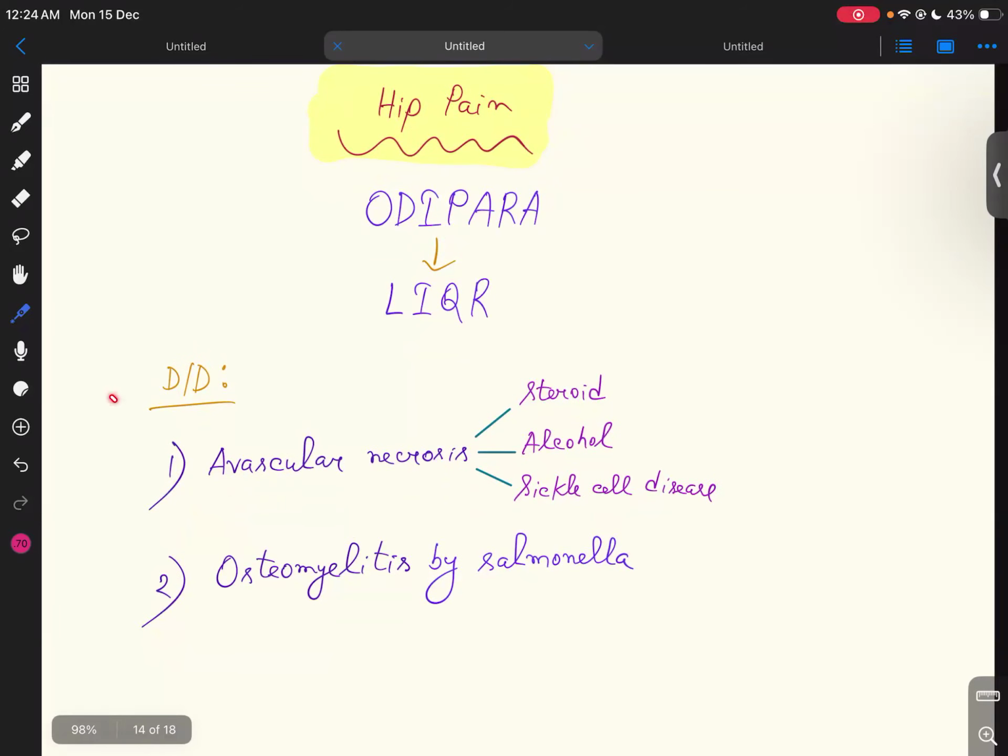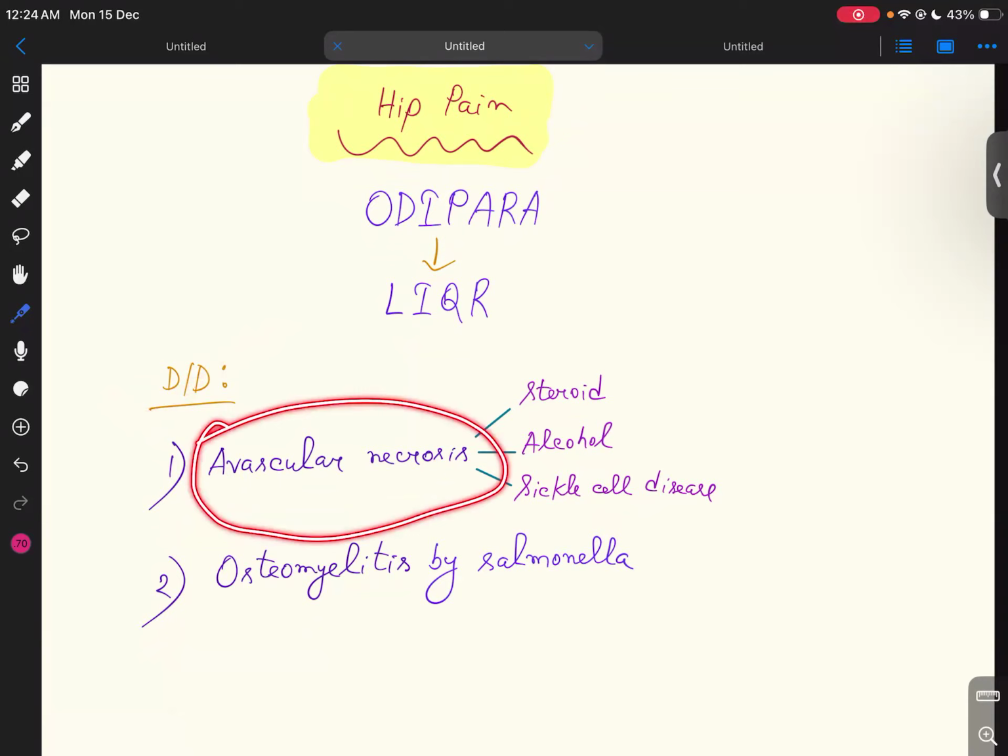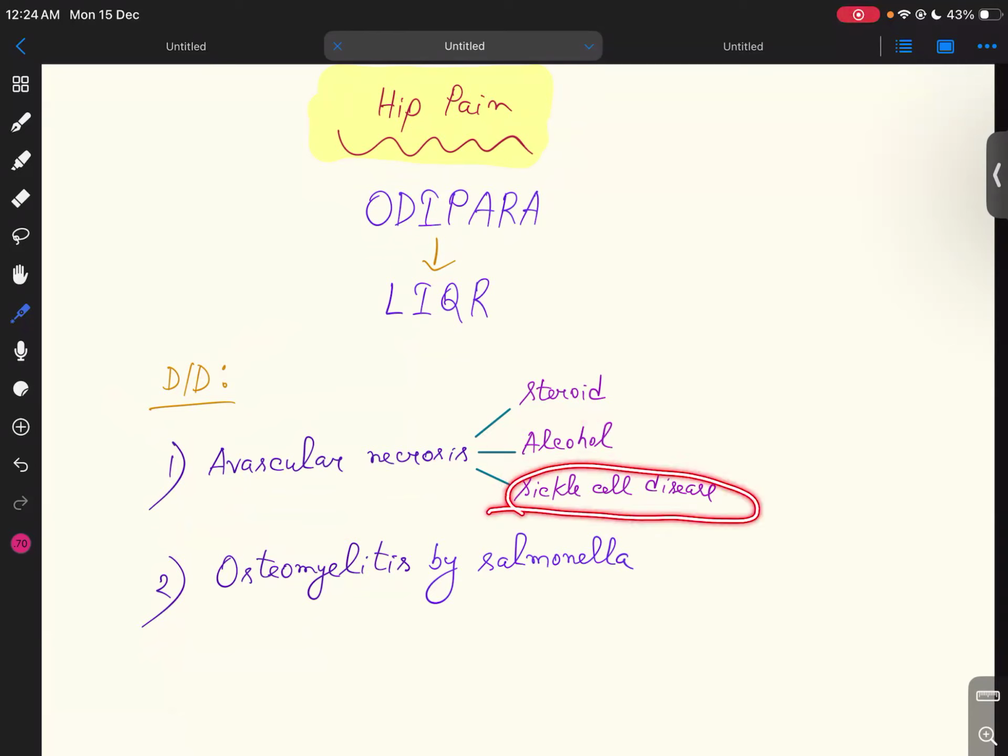So what will be the differential diagnosis for hip pain? The most important differential diagnosis will be avascular necrosis. This can be due to steroid or alcohol or sickle cell disease. So what will be the trick? Directly go to the past medical history. If the patient tells you that yes, I'm a case of renal transplant and I used to take steroid, it will be avascular necrosis.